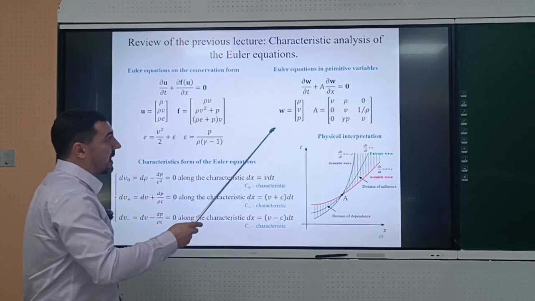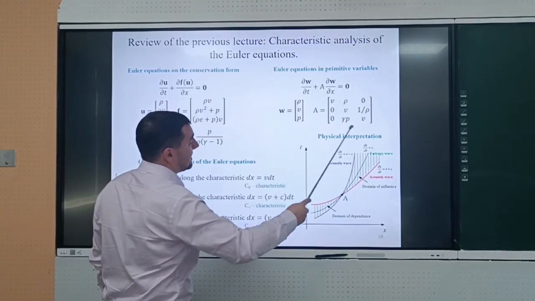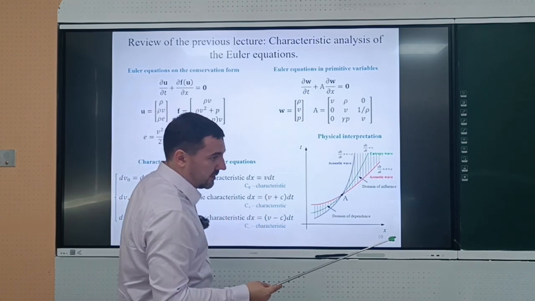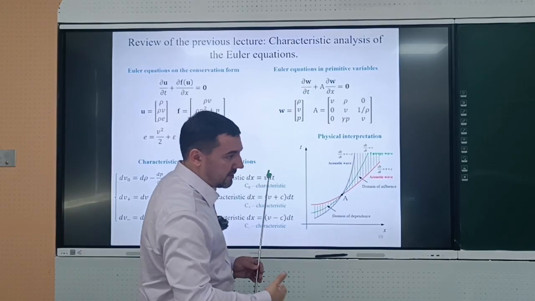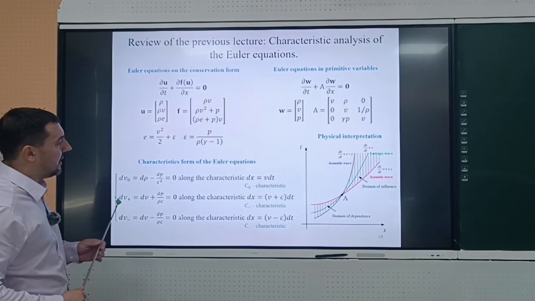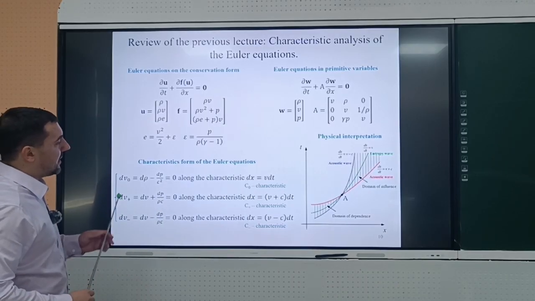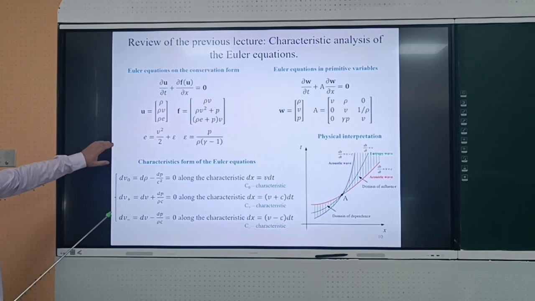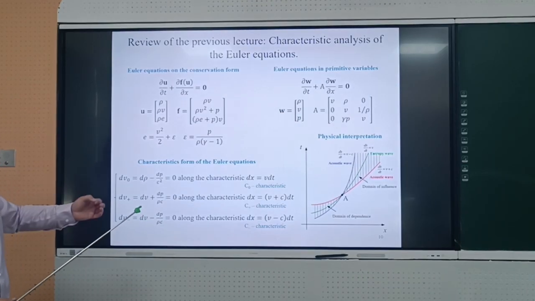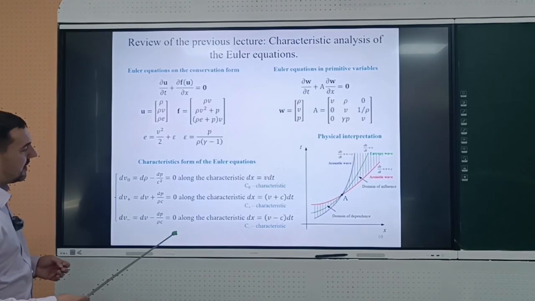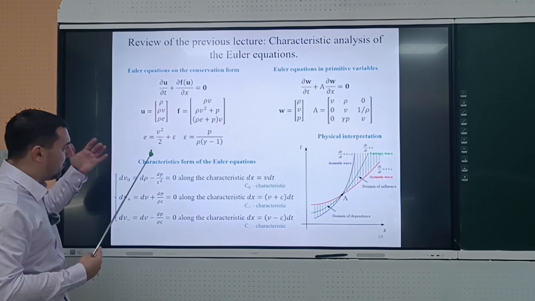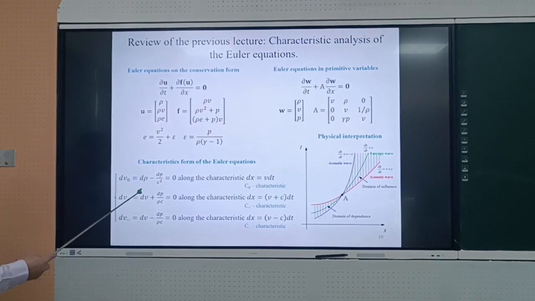And we carried out characteristic analysis of the system. We took this matrix A and computed its eigenvalues and eigenvectors, and computed the matrices composed of right eigenvectors and left eigenvectors of matrix A. We have shown that it's possible to write the characteristic form of the Euler equations. So we introduced the characteristics of the Euler equations. And the third form, for smooth solutions, they all are equivalent. So we can write the Euler equations in the following form.